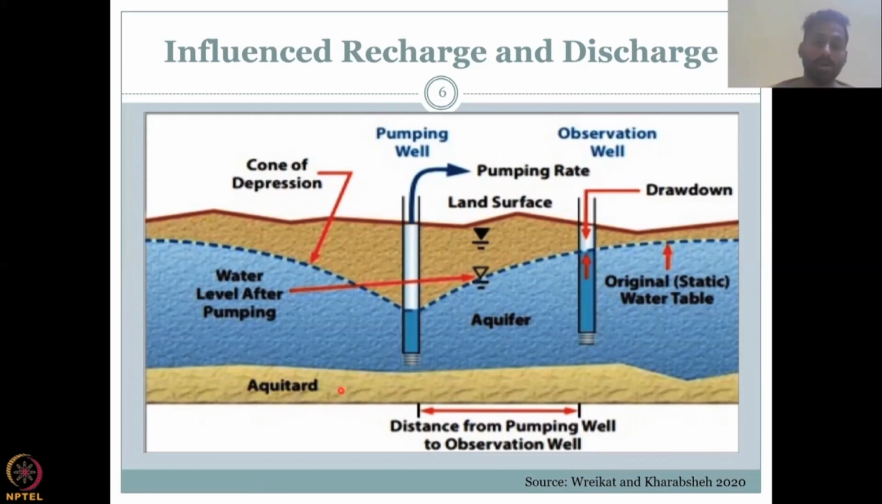Because you start pumping here at a very high rate, water from here would move into this well, which is an observation well. There is no pumping in it, and the water will go into this pumping well. So suddenly this well will get more water because it is being pulled by another suction, and that creates an artificial recharge first in the observation well.